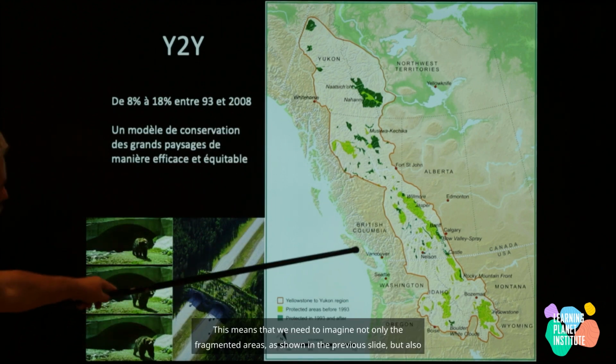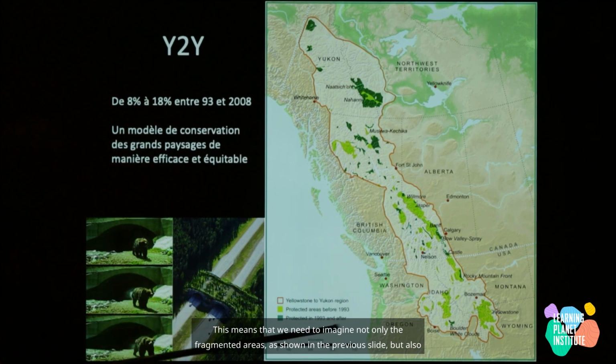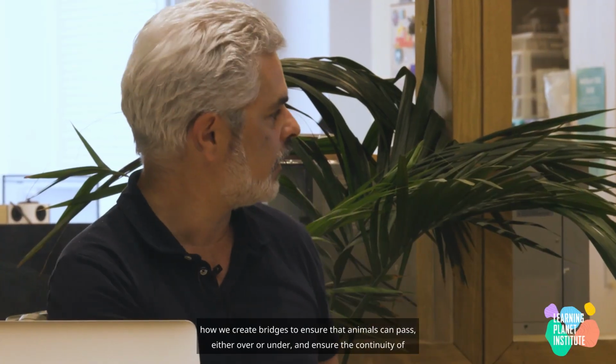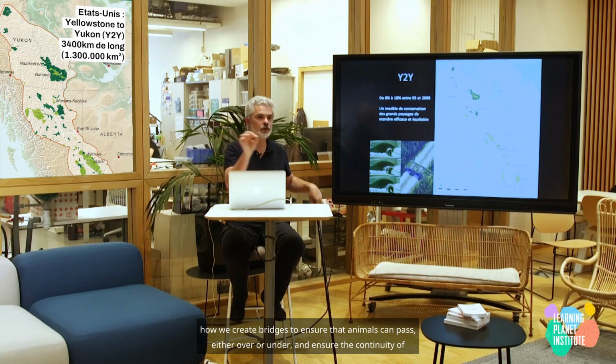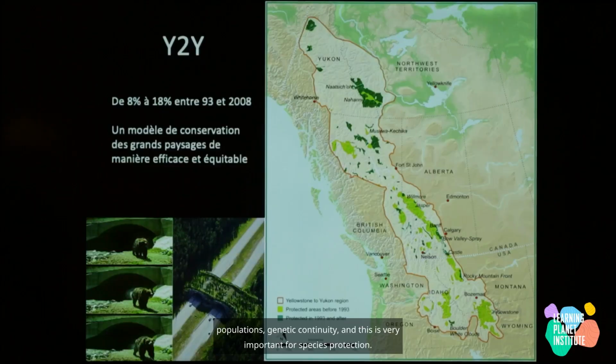This means that we need to imagine not only the fragmented areas, as shown in the previous slide, but also how we create bridges to ensure that animals can pass either over or under and ensure the continuity of populations, genetic continuity. And this is very important for species protection.